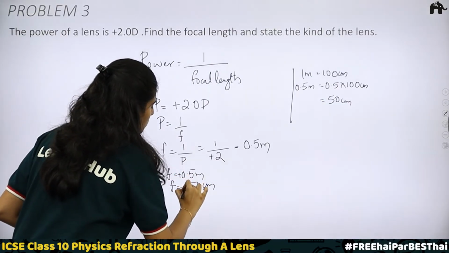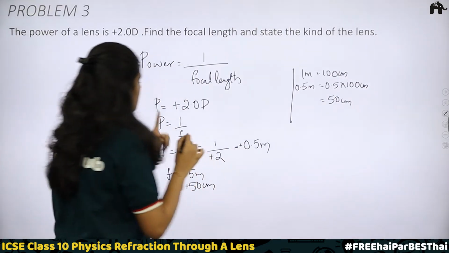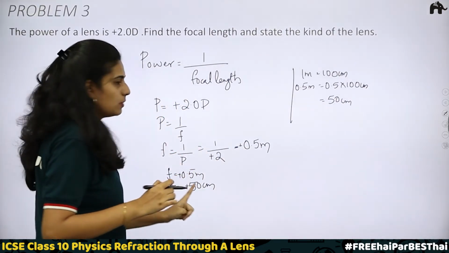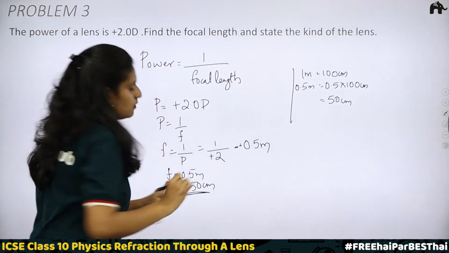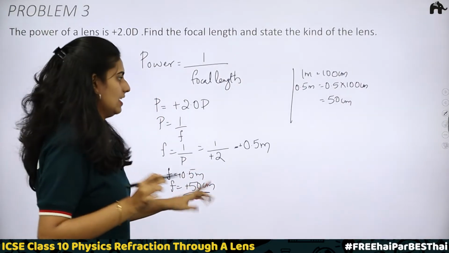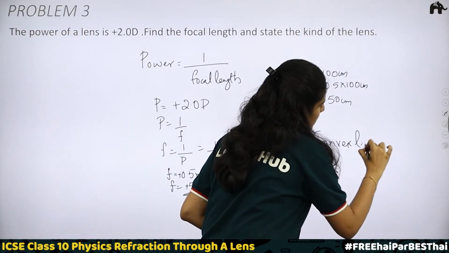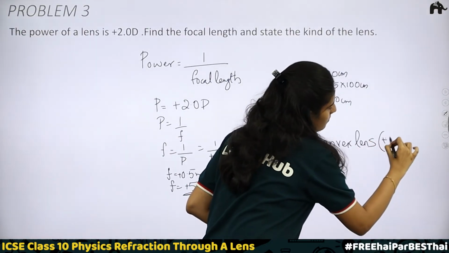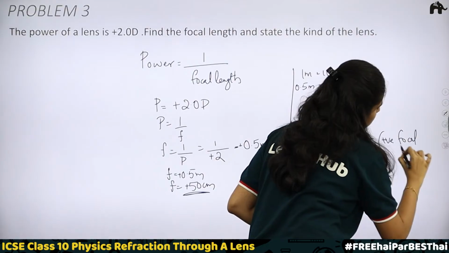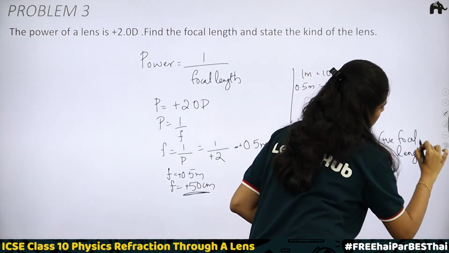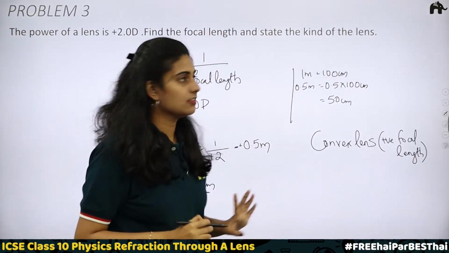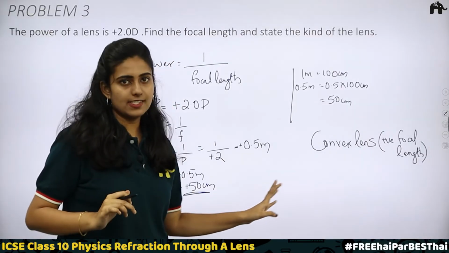Now remember, you have to put the positive sign. Since the power is positive, focal length will also be positive. Positive focal length, concave or convex? Yes, convex lens. So the lens used here will be a convex lens. We are getting positive focal length. Since the focal length is positive, the used lens will be a convex lens.